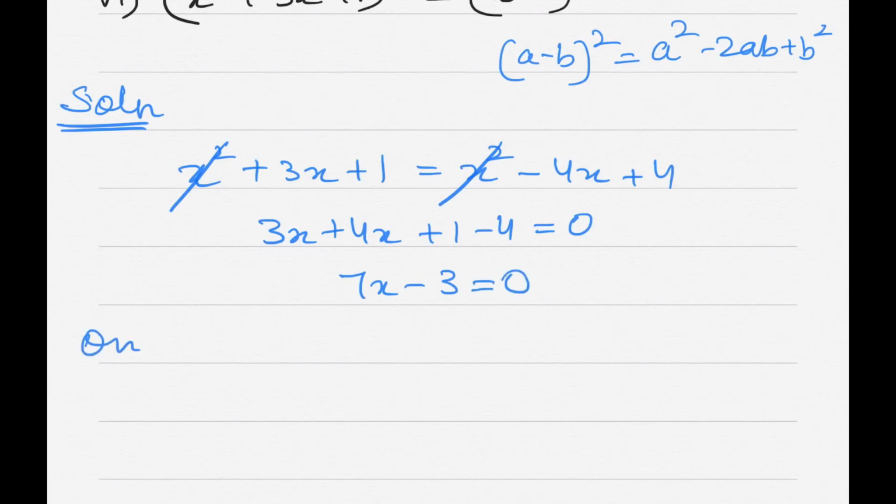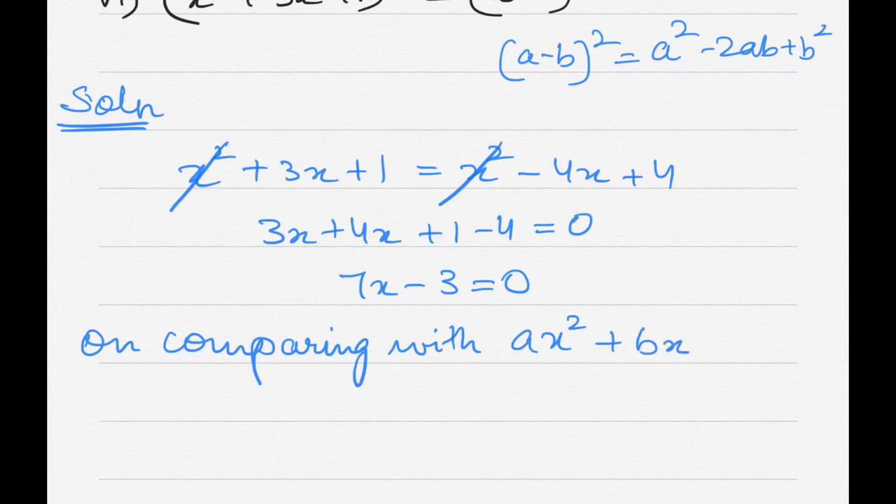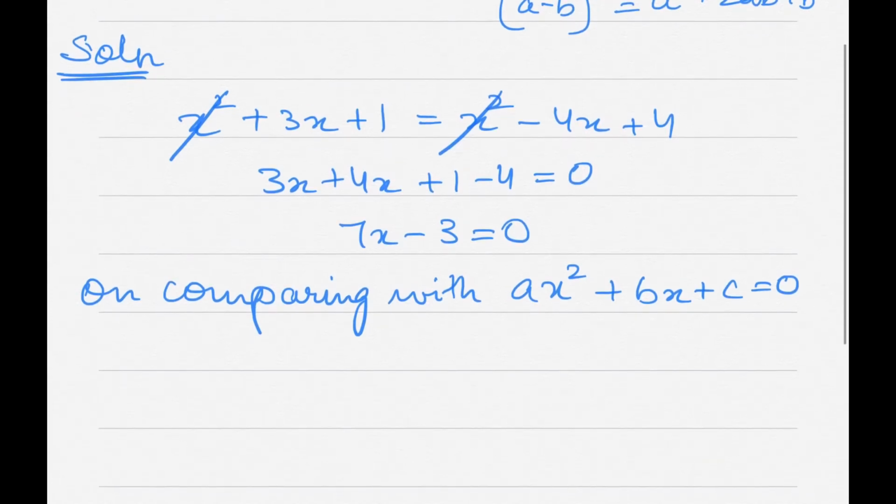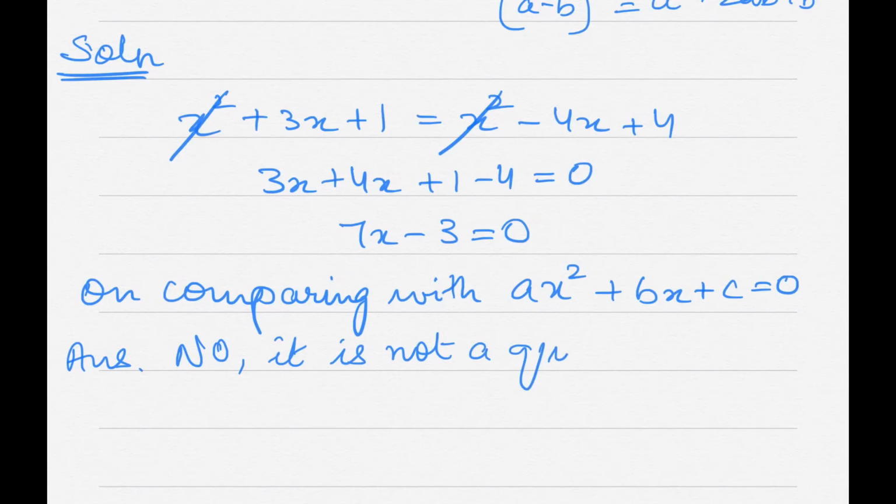So on comparing with general form of quadratic equation, ax square plus bx plus c is equal to 0. Here we are just showing whether it is a quadratic equation or not. That's why we are comparing. Otherwise we know this is a linear equation. There is one variable with power 1, right? Okay, we have linear equations in two variables also, so we can't say only one variable. The highest power of the equation is 1, not 2, right? So answer I can write down, no, it is not a quadratic equation.